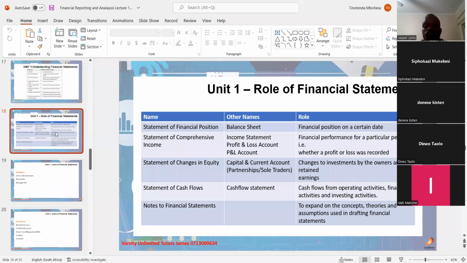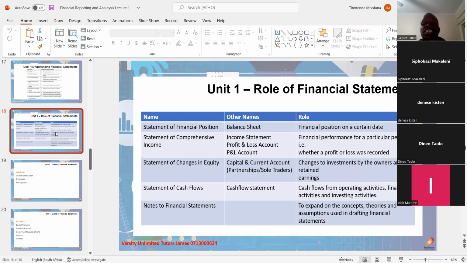But for now, we're just going through an overview. The statement of financial position. So the role, or the definition, of a statement of financial position is that it is the statement that gives you the nature, the state of the business at a particular point in time. So it tells you, remember, you now know the definition of assets and liabilities.